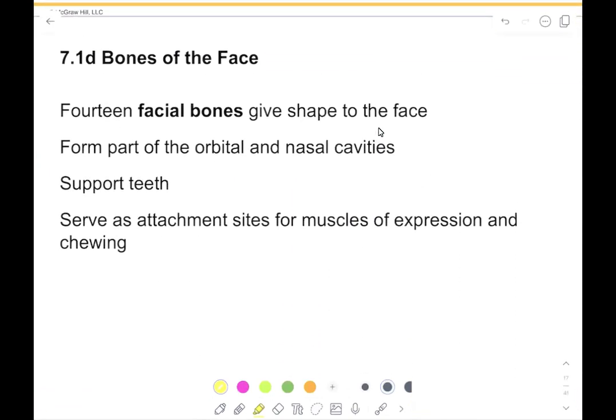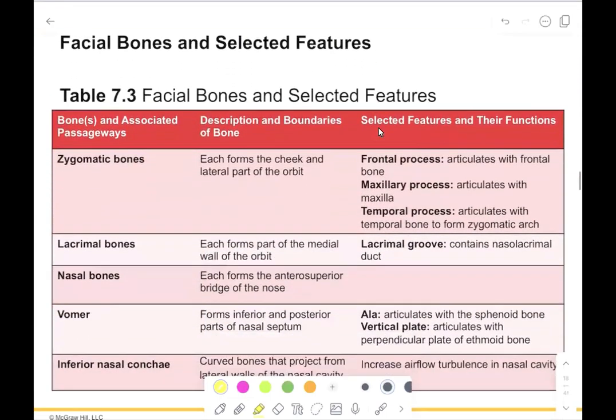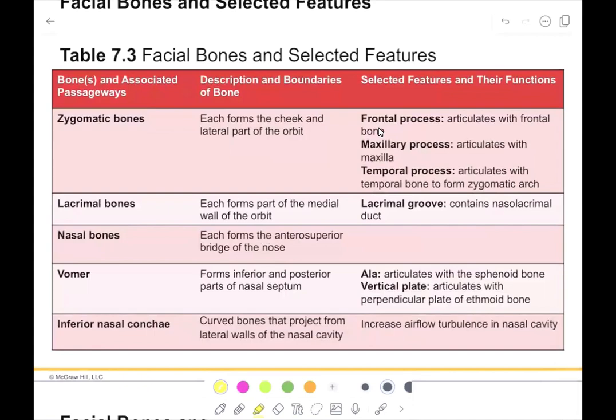For the facial bones, as we know, there are 14 facial bones. They form the orbital and nasal cavities, support the teeth with those alveolar processes, and are attachment sites for muscles of expression and chewing. So some of the features that you should know on the zygomatic bone would be the temporal process which articulates to form the zygomatic arch. You should know the lacrimal bone. There's no specific parts of it to identify. You should be able to identify the nasal bones, vomer bone, inferior nasal conchae.